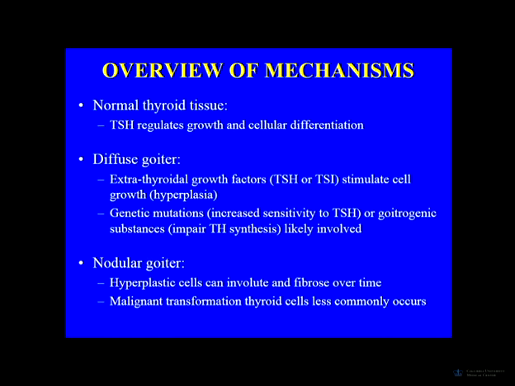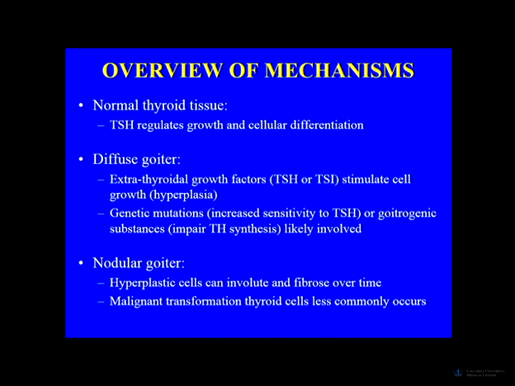Okay, so how does a goiter form? Well, first, and I think Dr. McConnell covered this in great detail, but just to remind you that in normal thyroid tissue, TSH, the thyroid-stimulating hormone secreted by the pituitary, regulates both cellular growth and differentiation in the thyroid gland. So how does a diffuse goiter develop? There are likely extrathyroidal growth factors, either TSH itself or less commonly, in something like Graves' disease, TSI, which is an abnormal antibody. These extrathyroidal growth factors stimulate cell growth, and the cells therefore get larger, they become hyperplastic, and you can develop a goiter.